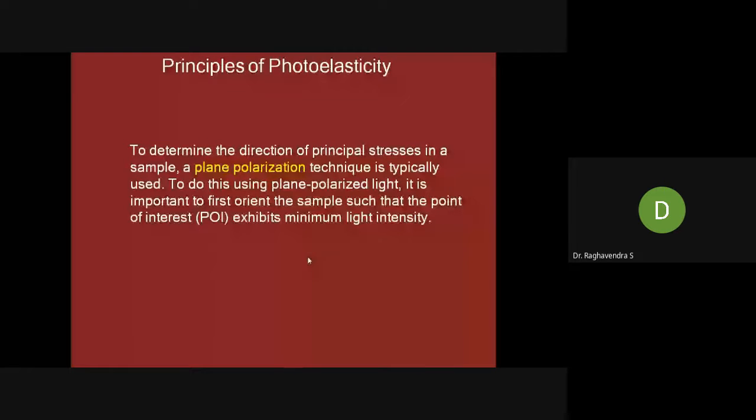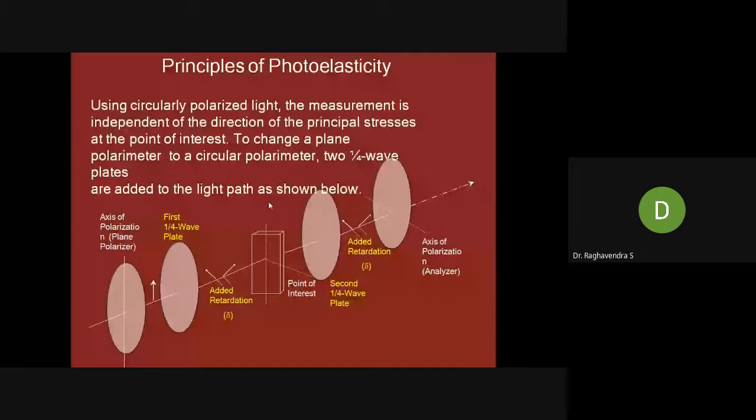I'll share this PPT. You can go through that once again. To change the plane polarimeter to a circular polarimeter, I want the circular direction. So what I'll do is add something extra. This is our first quarter wave plate. First quarter wave plate, second quarter wave plate are added to the light path as shown below. This is how we keep it. This is how we convert from plane to circular.